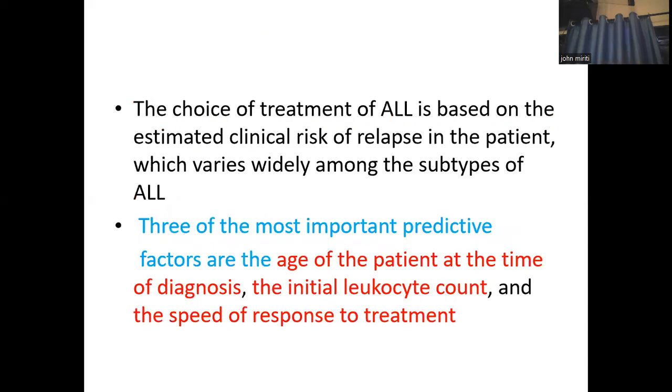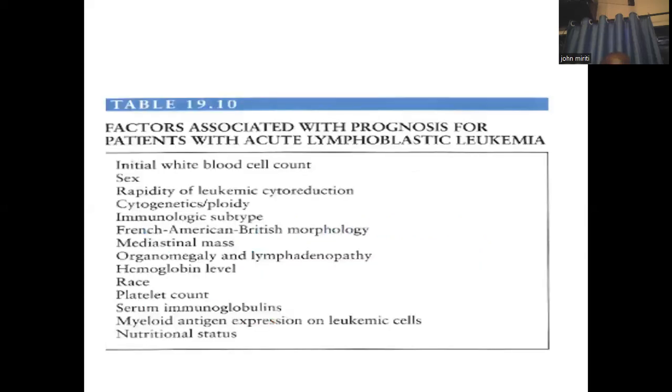So the choice of treatment of acute lymphoid leukemia is based on the establishment of clinical risk of relapse in the patient, with various screening among the subtypes of ALL. Three of the most important predictive factors are the age of the patient at the time of diagnosis, the initial leukocyte count, and the response of the disease to treatment.